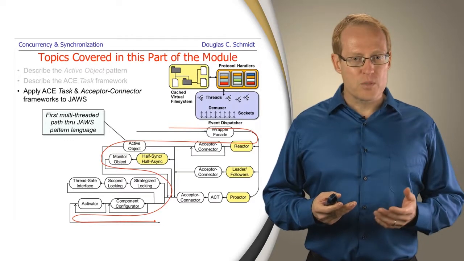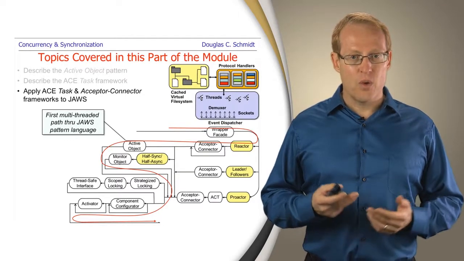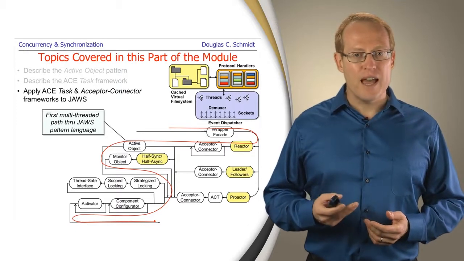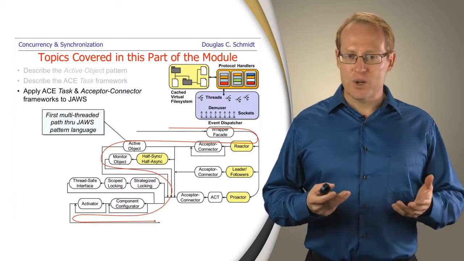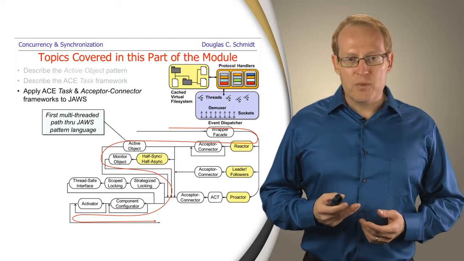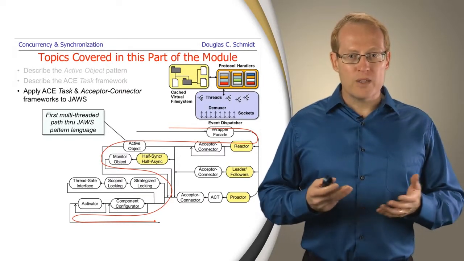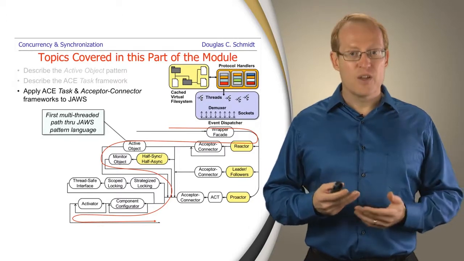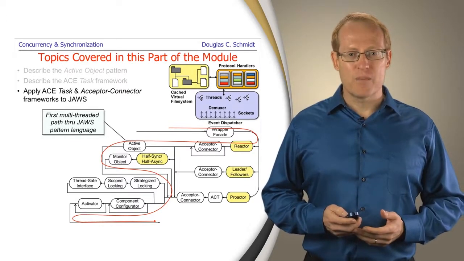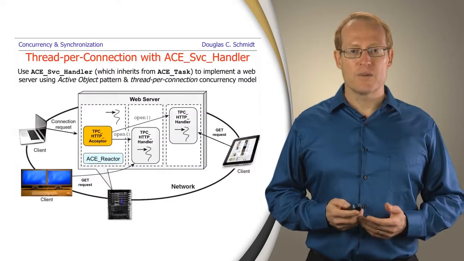Now, we're going to explore yet another path through our pattern language for JAWS to illustrate how we can apply the ACE Task and Acceptor-Connector frameworks in the context of a web server. This path will be our first true multi-threaded path through the design. We'll come back and explore a number of different multi-threaded paths in later parts of this module.